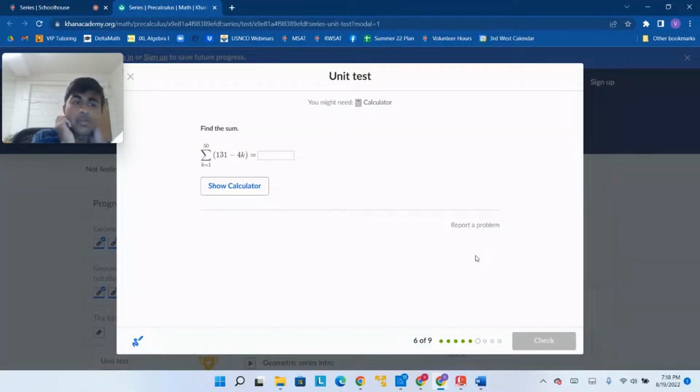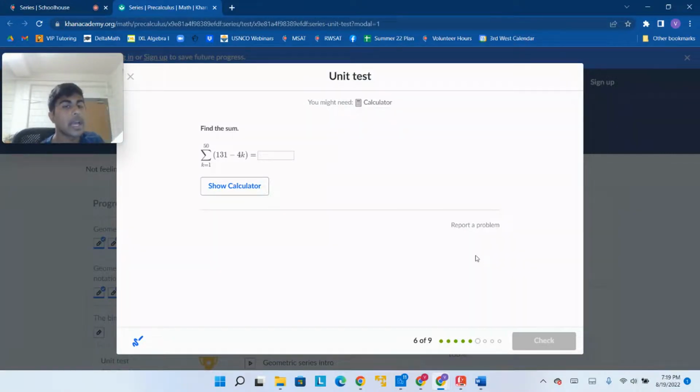Find the sum. So I can split this up into two parts, okay? I have the 131 part, and then I have the negative 4k part. For the 131 part, I think that's kind of obvious, right? You have 50 different terms, k from 1 to 50, so that's going to be 131 times 50, which is going to be 6550.